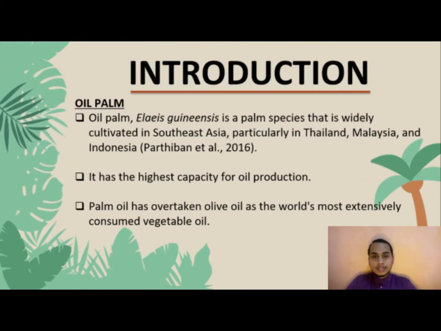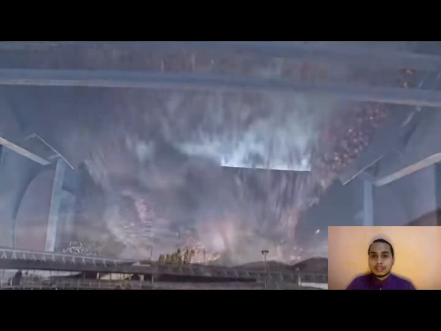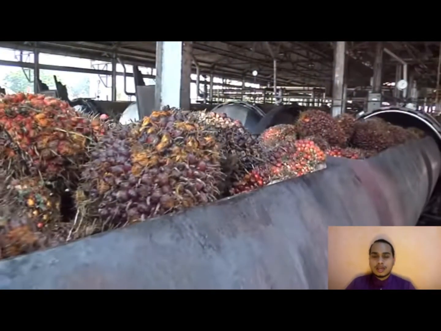The introduction of this study: oil palm, or Elaeis guineensis, is a palm species that is widely cultivated in Southeast Asia, particularly in Thailand, Malaysia, and Indonesia. Among other crops such as soybean, rapeseed, and sunflower, it has the highest capacity for oil production. Palm oil has overtaken olive oil as the world's most extensively consumed vegetable oil.